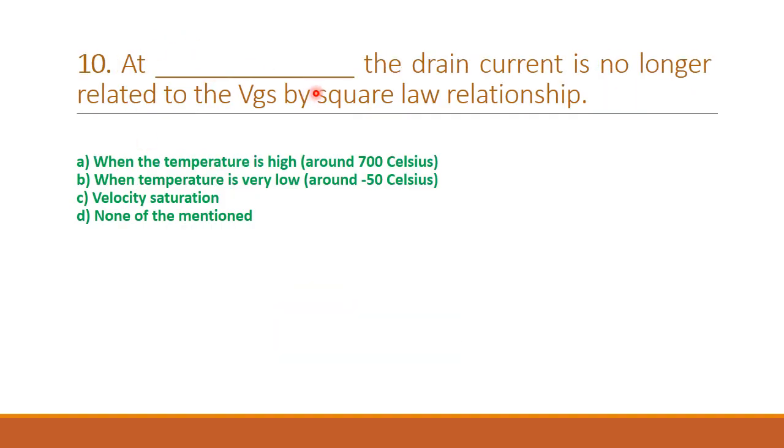Next question. At dash, the drain current is no longer related to the VGS by square law relationship. The correct answer is option C, velocity saturation.